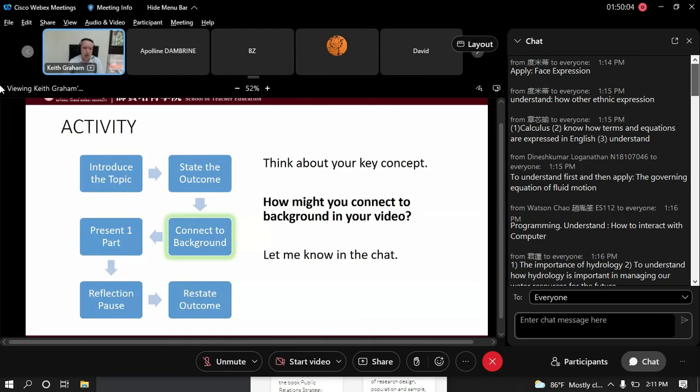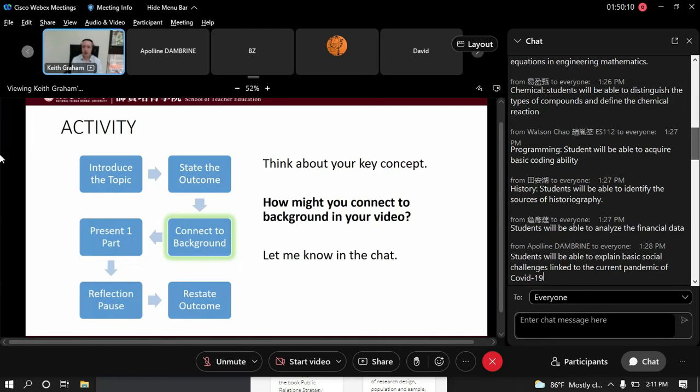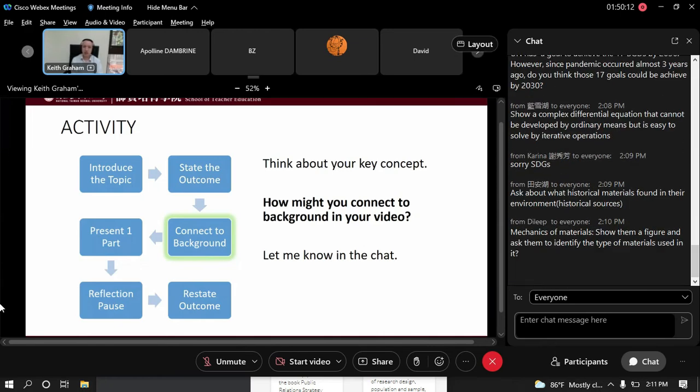Now, I'll be honest, I don't know that I did a really good job of demonstrating that today. Because there were so many things that I wanted to tell you today, I think I may have skipped this part. But generally, we're always going to want to get people to connect to their background and think about what they know so that we can build on it.